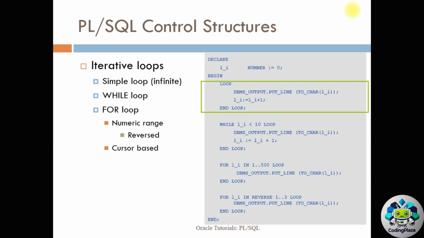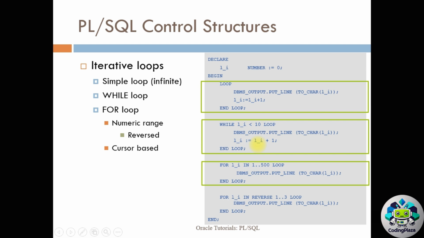Here I have defined li as a number, 0 by default. Here is the common loop, which is the loop used in the cursor context. When you're using cursors, we will use it like this. And after that, the while loop. While li is less than 10, normally the while loop executes until the condition becomes false. And after that comes the for range.